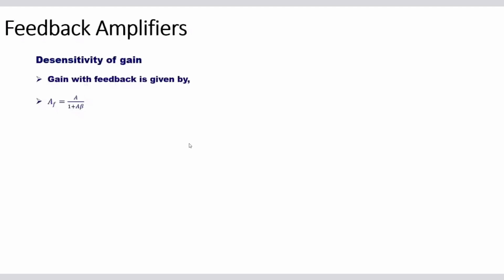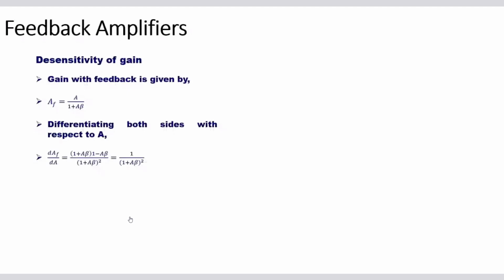So we are going to differentiate this with respect to A. Just a simple derivation. You can differentiate with respect to A on both sides, and you can use the rule for (U by V) dash. I don't think it's very complicated. It's 12th standard maths. Just apply it to AF is equal to A divided by 1 plus A beta.